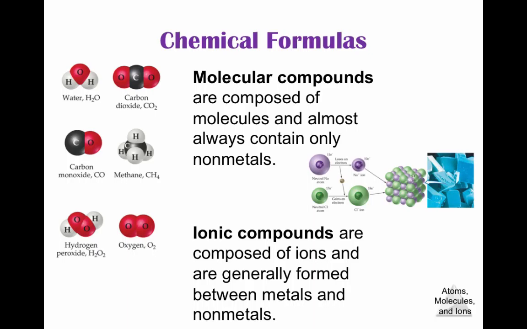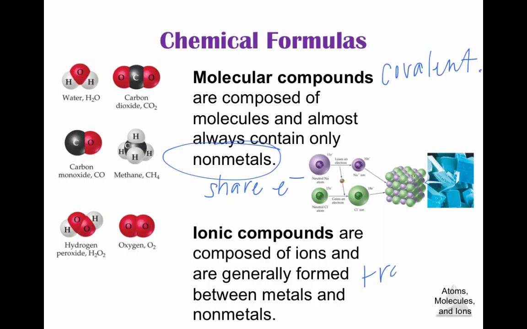Molecular compounds are covalently bonded. Okay, so molecular is the same as covalent. Molecular compounds are composed of molecules and have nonmetals. That is because they share electrons. Ionic compounds are composed of ions, and they're generally formed between metals and nonmetals or polyatomic ions. That is because they transfer electrons. Okay, so one gives electrons away, one shares the electrons.